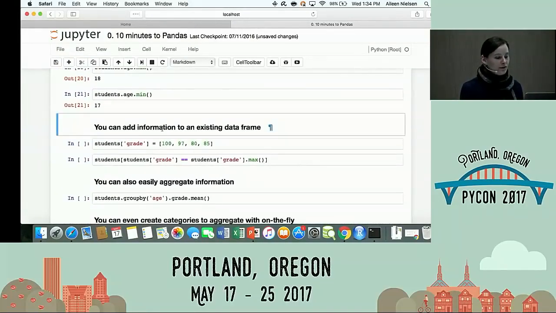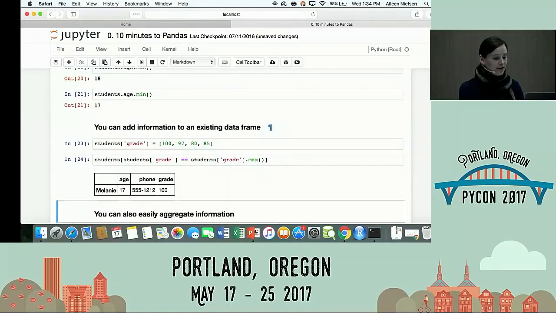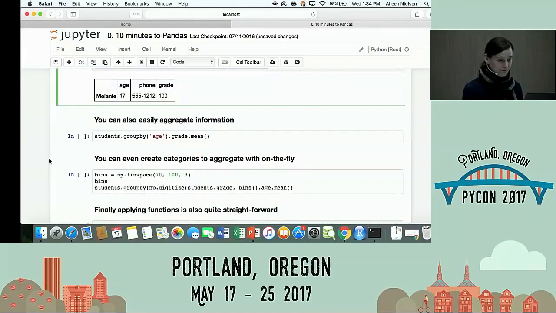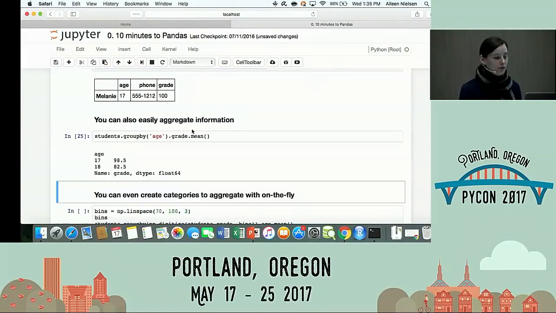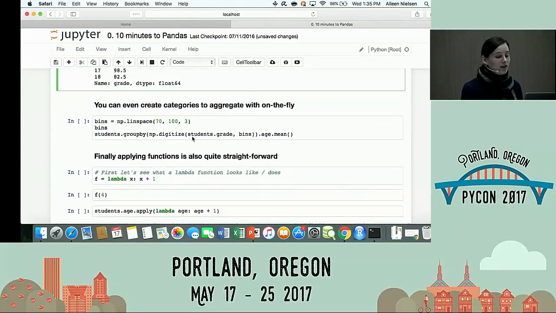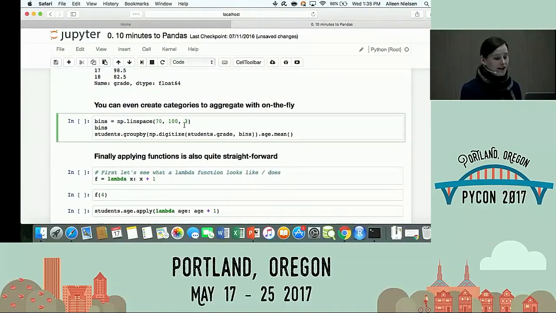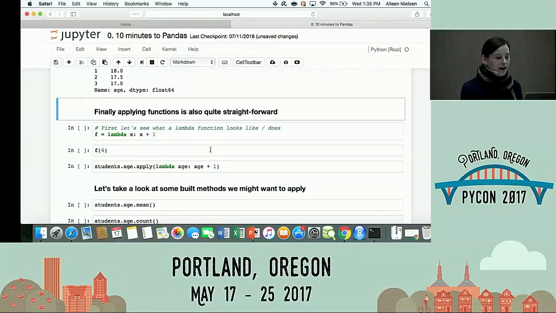So that stuff's super fast. I can also easily add columns like this. I can very quickly, for example, find out who had the highest grade, super fast. I can do group bys just like with SQL. I can group by age and then get a mean of some other characteristic. I can also bin things on the fly, right? Create categories on the fly. So if I wanted to do that, I easily could.